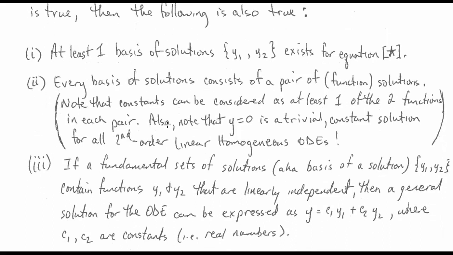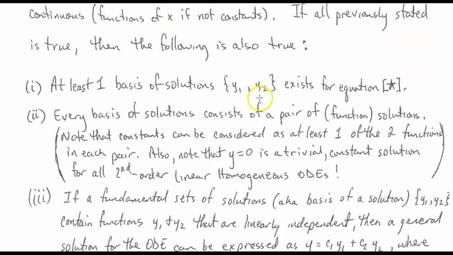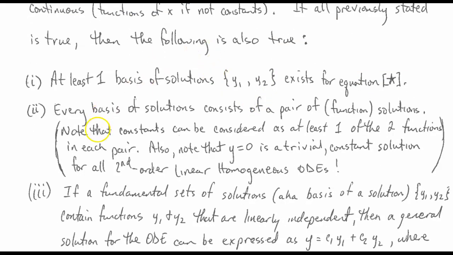One, we have at least one basis of solutions that will exist for this particular equation. So we know that has to happen. We know that every basis of solutions will consist of a pair of function solutions. And the reason why it is a pair is because we're dealing with a second order ODE. So second order means two functions in the basis of solutions. If I have a first order, then that's one function in the basis of solutions. If I have a third order, I have 3 functions in the basis for my solutions.